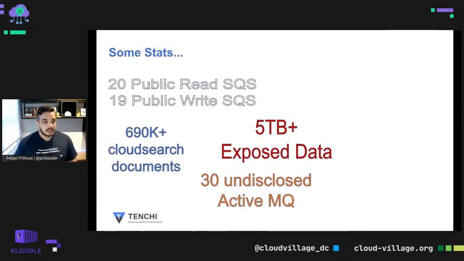And just some stats. Pretty quickly, I was able to find at least 20 public-read SQS queues and 19 public-write SQS queues. I was also able to reach more than 690,000 CloudSearch documents, at least 30 undisclosed active MQ brokers, and more than 5 terabytes of exposed data on Elasticsearch itself. And just a quick disclaimer, it's important to note that I didn't exfiltrate any of that data. I just counted the data that was possible to count without touching it. So I don't want to go to jail, and that's it.